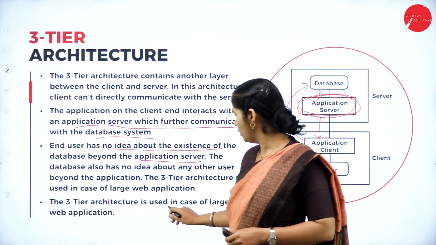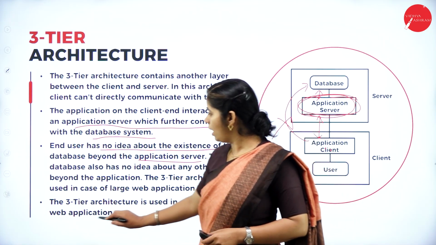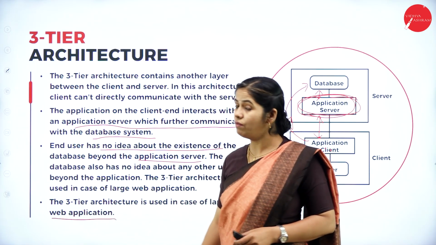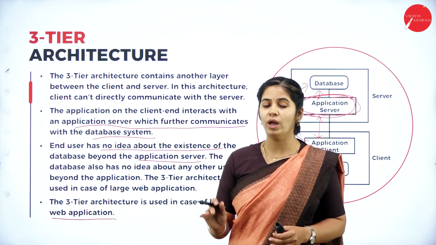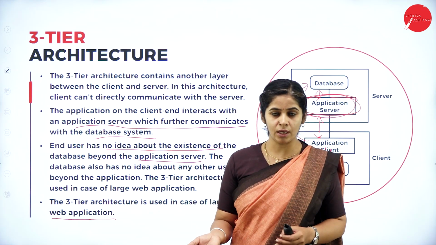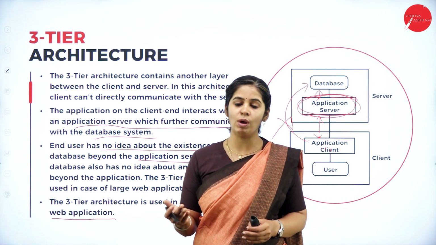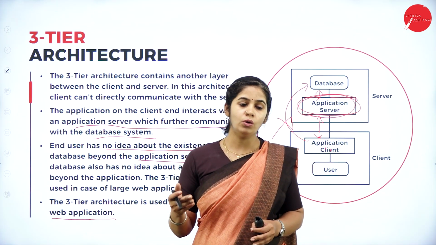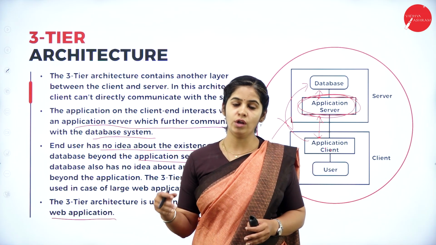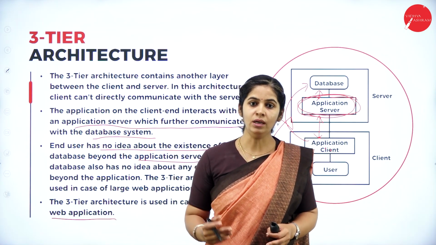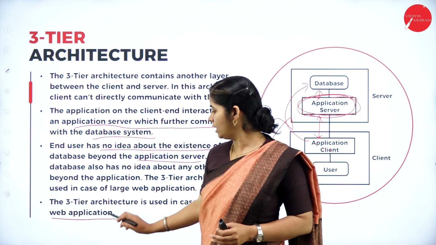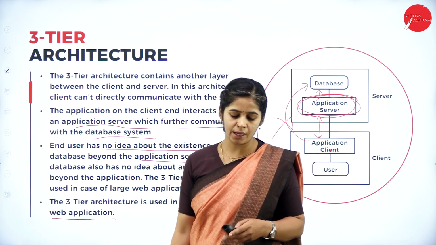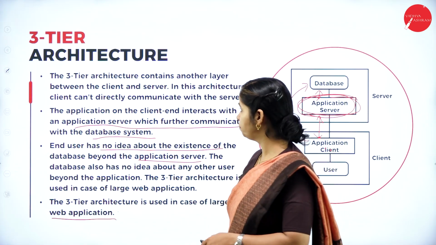The three-tier architecture is used in the case of large web applications. Where are we using the three-tier architecture? When we are developing a web application. Once you want to develop any website, the user need not know the basic level of your company. What you have designed, that will be seen by the user. So when we are designing a web application, the three-tier architecture will be used.